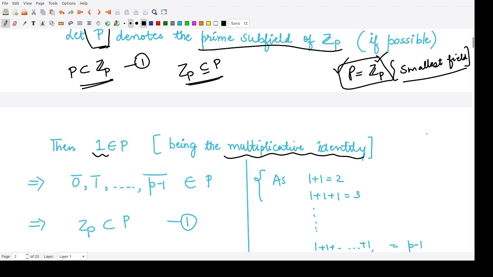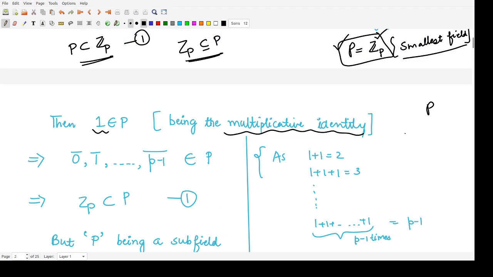So now, what is this P? P is the subfield for ZP, and how many elements are present in ZP? ZP has the elements 0 bar, 1 bar, 2 bar, and so on up to P minus 1 bar. So these are the modulo or equivalence classes in which all the elements are available.